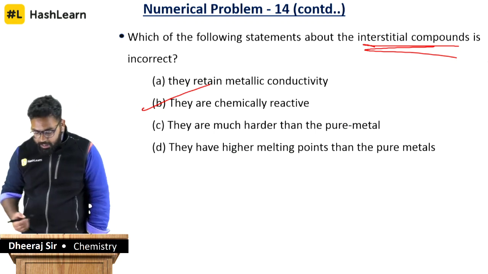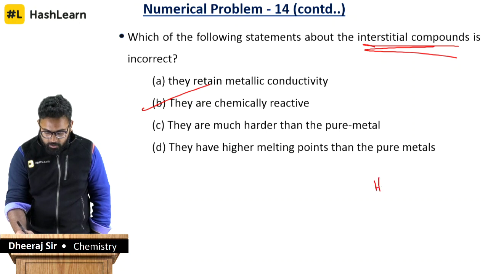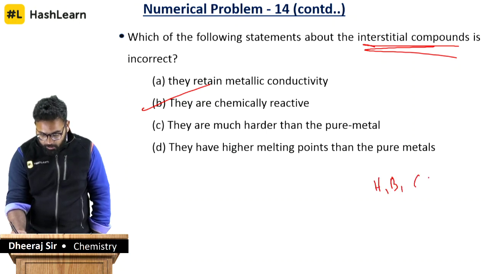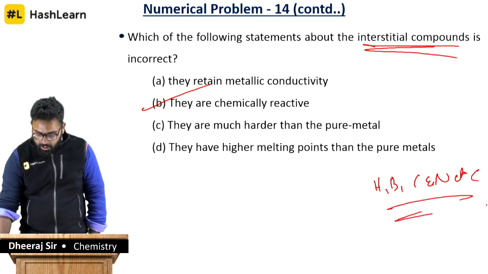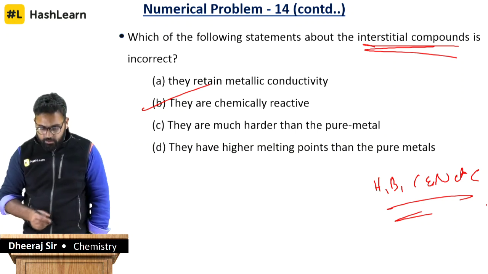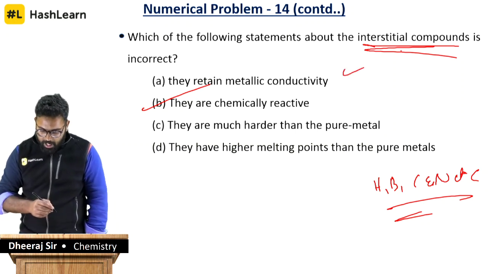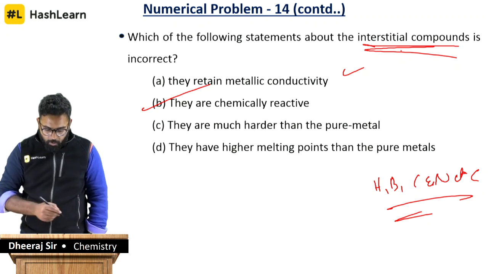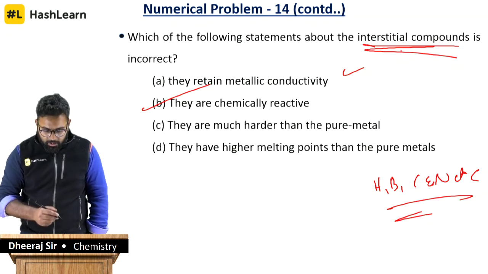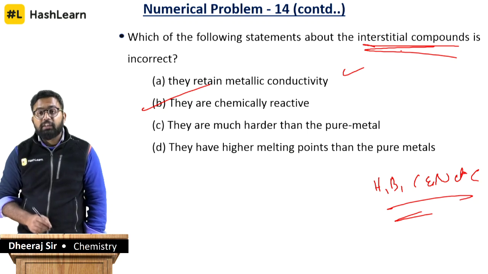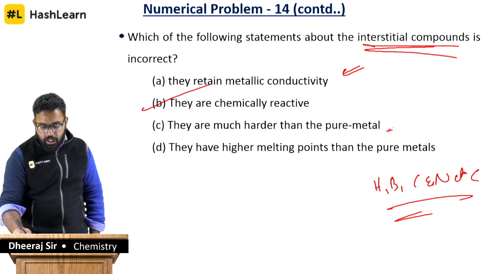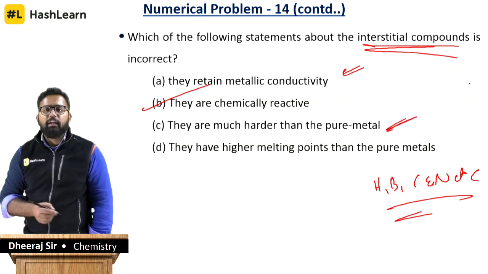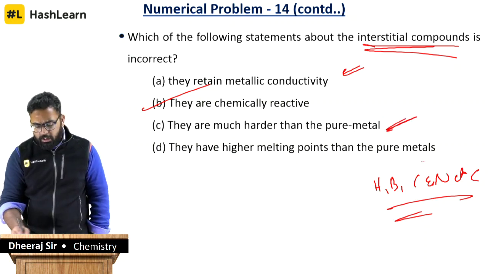So when you have elements like hydrogen, boron, carbon and nitrogen, and it doesn't restrict here, etc., in the interstitial spaces of these metals, the metallic conductivity will increase. And what will happen once the metallic conductivity increases? You should know that metals are the hardest species on earth. So if metallic conductivity increases, their hardness also will increase, because metals are one of the hardest species and they have high melting and boiling points.